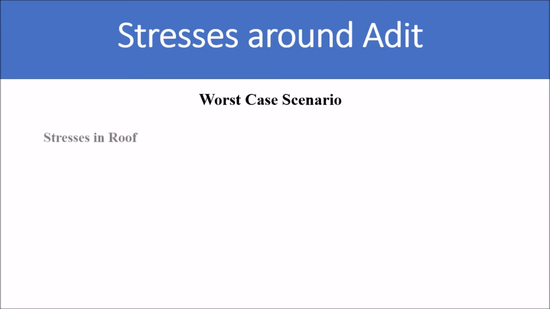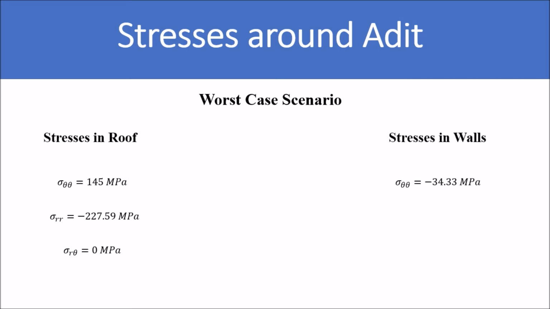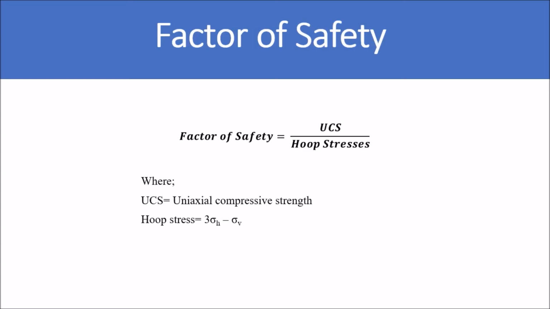For the worst case scenario, stresses in roof: tangential is 145 megapascal, radial normal is minus 227.59 megapascal and shear stress is 0. Stresses in the walls: tangential stress is minus 34.3633 megapascal, radial normal is minus 227.59 megapascal, and shear stress is 0 megapascal. Factor of safety.